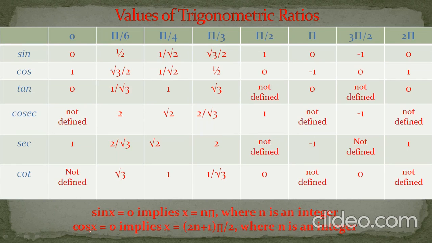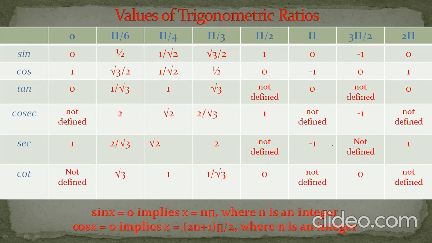Second result says if cos x is 0, then that implies x equal to (2n plus 1) pi by 2. Here also we can see cos pi by 2 is 0, cos 3 pi by 2 is 0, then cos 5 pi by 2 will also be 0, and same goes for negative angles also, cos minus pi by 2, cos minus 3 pi by 2 and so on. So in general we can say that if cos x is 0, then x is equal to (2n plus 1) pi by 2, where n is an integer.